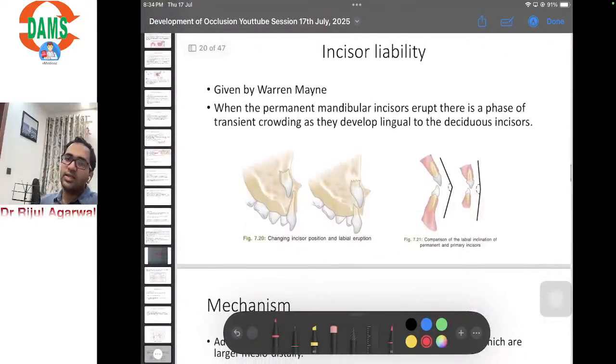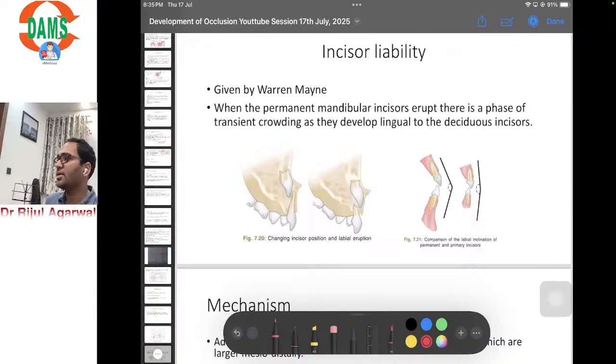Next is incisor liability. Incisor is a tooth, and liability is the extra amount of space that becomes a liability on the arch. The term was given by Warren Main. So what is incisor liability? It is the increase in the mesiodistal dimension of the permanent incisors as compared to the ones they are replacing. So a greater amount of space is required, and that extra space becomes a liability on the dental arches.